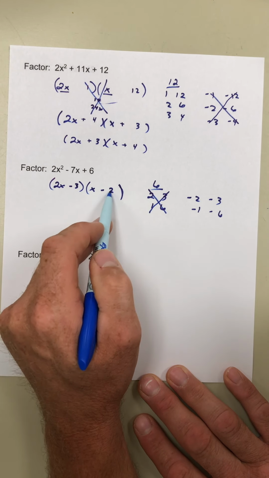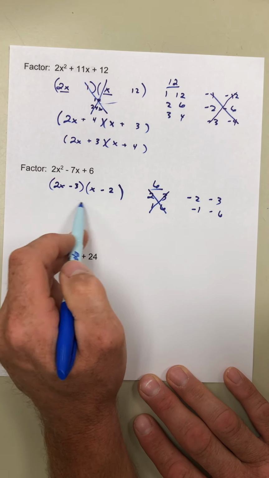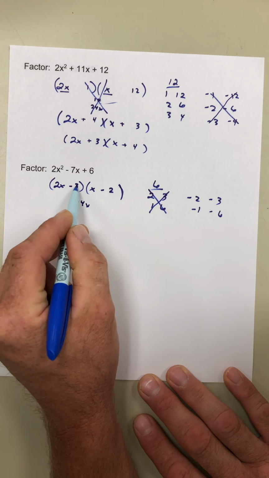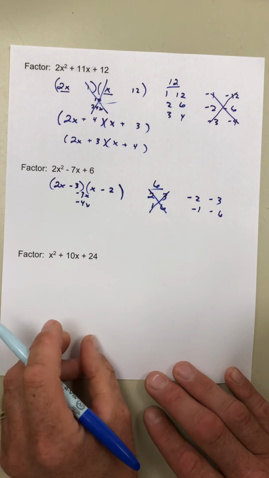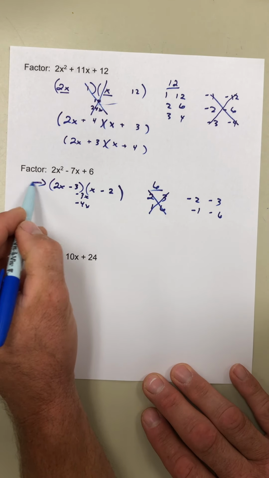So here we get 2x times -2 gives us -4x, and -3x. Adding those together gives me my -7x. So that's going to be our answer. Yay, we found it the first time.